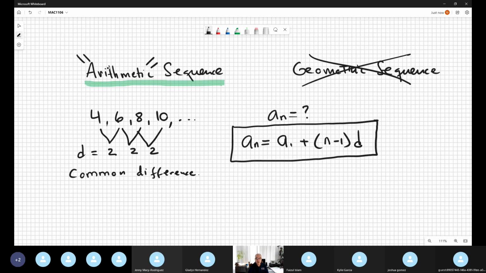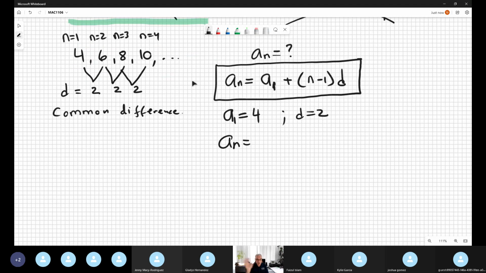Let me identify, who is that? a1 is the first guy. In our example, a1 is 4, because I suppose n equals 1, n equals 2, n equals 3, n equals 4, and so on, no? And d, I investigate, is 2, no? So, plugging in, a sub n, the explicit formula for the nth element, any, is equal to 4 plus, a1 is 4, parenthesis n minus 1 times 2.